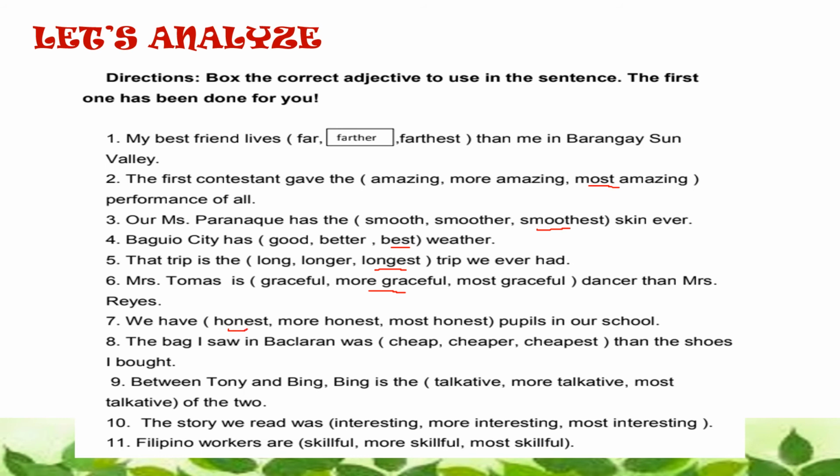Number 8. The bag I saw in Baclaran was cheap, cheaper, cheapest than the shoes I bought. So there are two nouns being compared, so the answer is cheaper. Between Tony and Bing, Bing is the talkative, more talkative, most talkative of the two. So the answer, obviously, is more talkative because there are only two being compared.